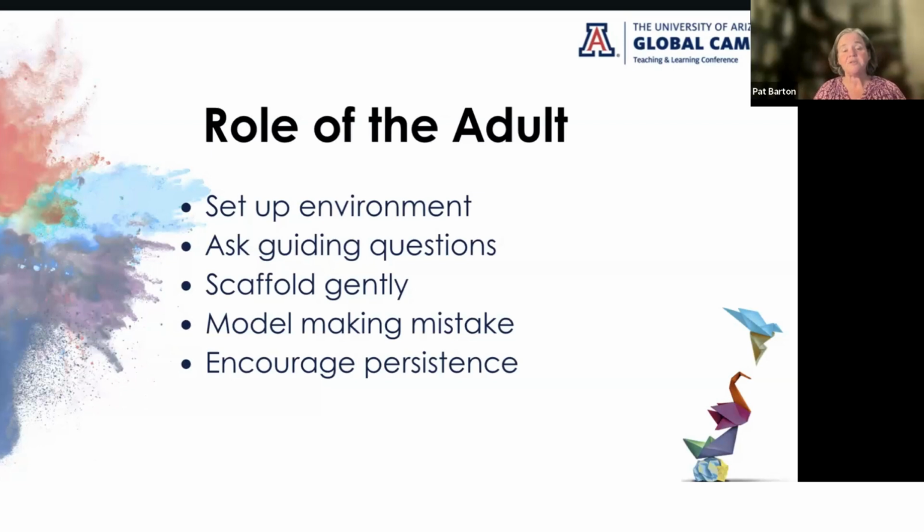Sometimes they also come up with solutions, of course, often that you didn't think of. And then modeling mistake making all the time, right? You want to do that in the classroom. That's sort of a general expectation of a teacher, right? Sometimes it's on purpose. Sometimes I make mistakes that aren't on purpose, and how I react to that models for the children, and then encouraging that persistence.